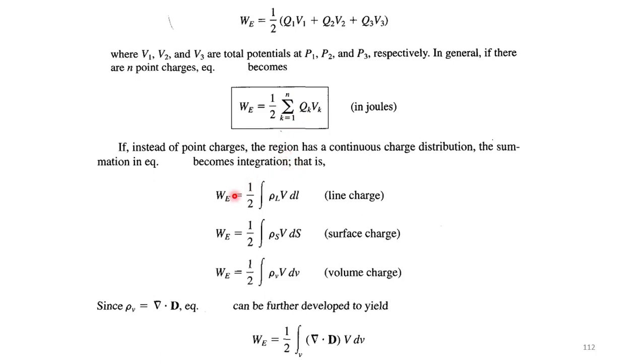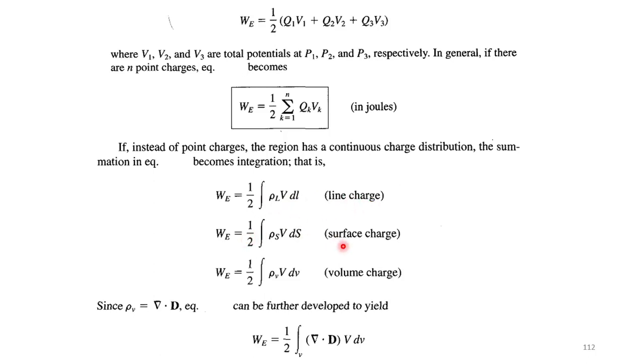Clear? So we may write the equation as far as line charge is considered. So for that we can write total work done is equal to 1 by 2 integration rho L dl into potential, because this is the combination of QV. So Q can be written as integration rho L dl into V. So this equation is written here as 1 by 2 integration rho L into potential into dl as far as line charge is considered.